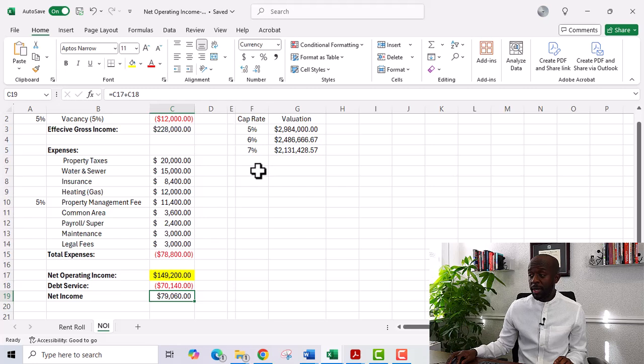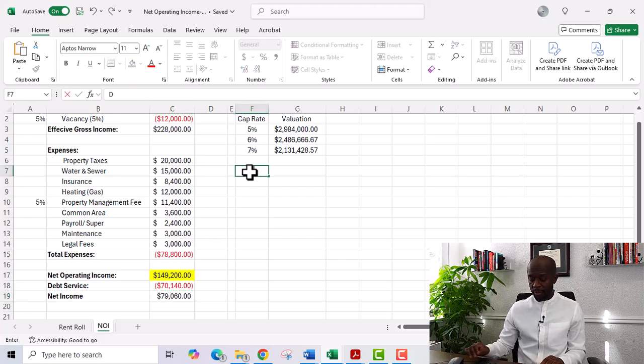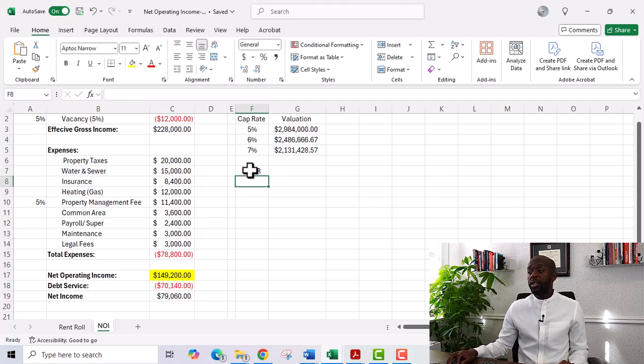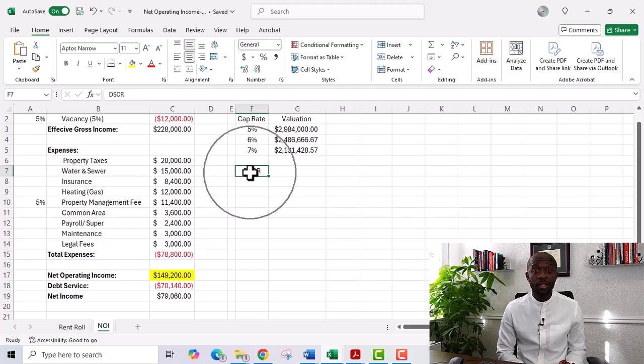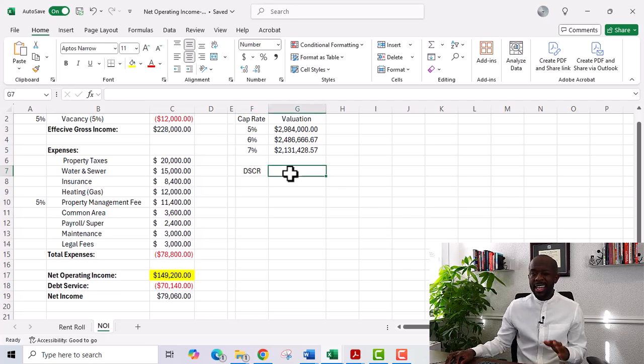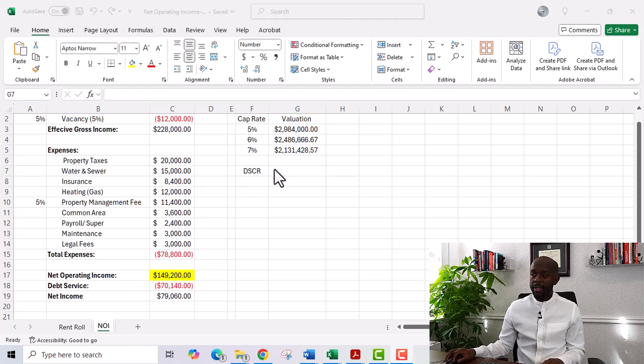Now, another common term that you might have heard if you've been in the industry long enough, or if you've worked with some lenders in the past, is the debt service coverage ratio. All right, so the debt service coverage ratio is something that lenders would typically pay attention to. As investors, it's also something you want to pay attention to so you can make sure that you qualify for the actual loan. Now that we have our net operating income, along with the debt service amount, we can go ahead and calculate our debt service coverage ratio.